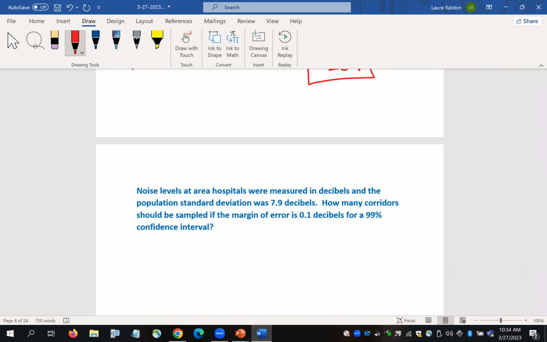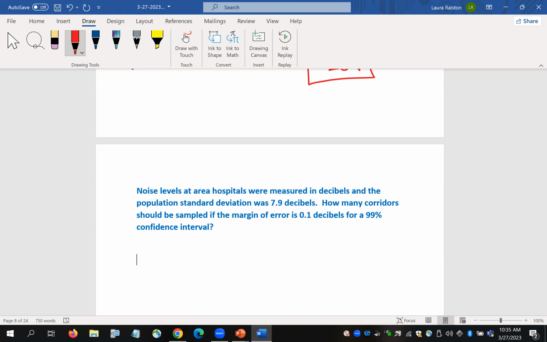Okay, I made this one up so that we could do another one because I didn't have another example. It says noise levels at area hospitals were measured in decibels. The population standard deviation was 7.9 decibels. How many corridors should be sampled if the margin of error is 0.1 decibels for a 99% confidence interval?